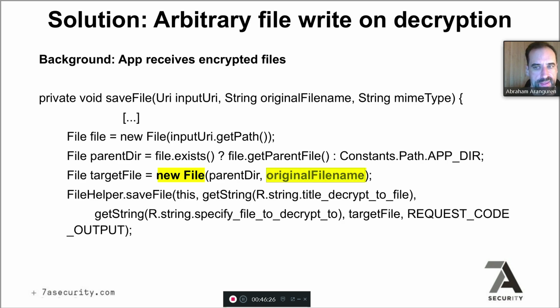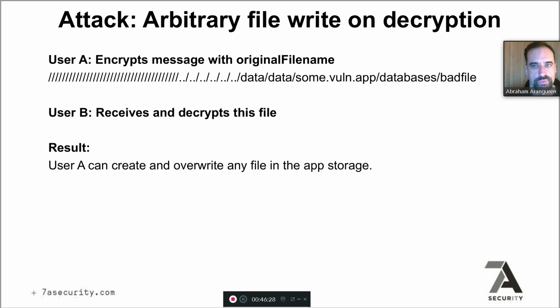Since the original file name is going to be used in the file system, we can do stuff like adding a lot of / sequences, and then we have an arbitrary file write on decryption with a / sequence in the file name, right? So user A can create and overwrite any file in the app store. So the context here was you would encrypt the file that you want, and then the file name would contain this / sequence. So when the file is decrypted by the application, this would overwrite the files, right?